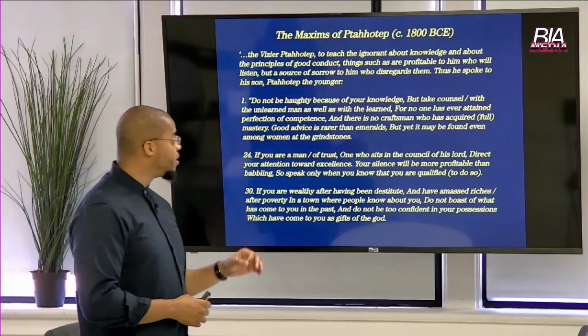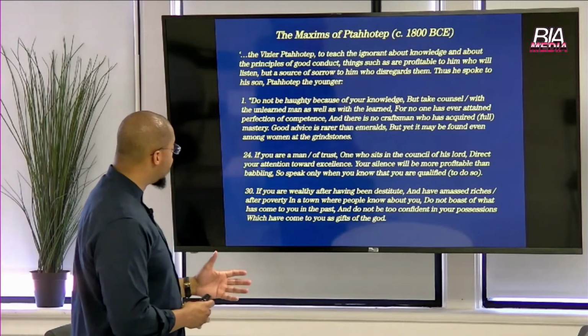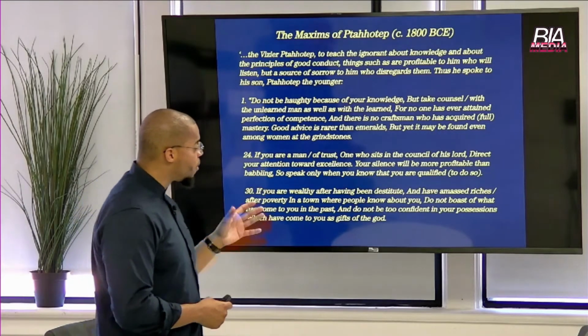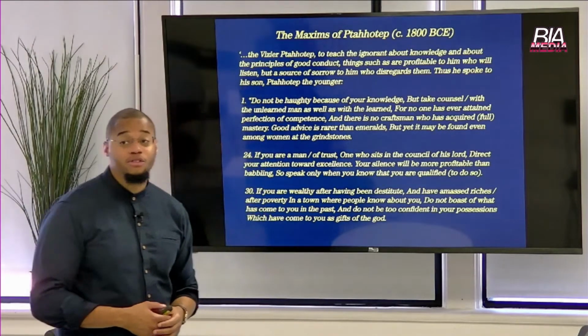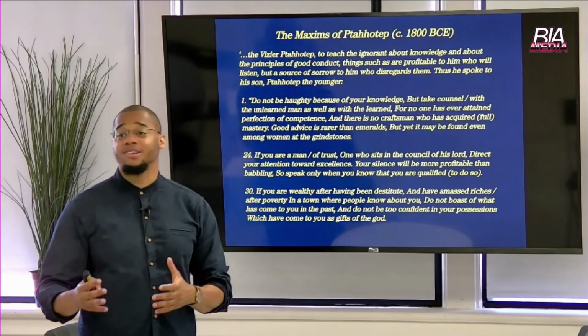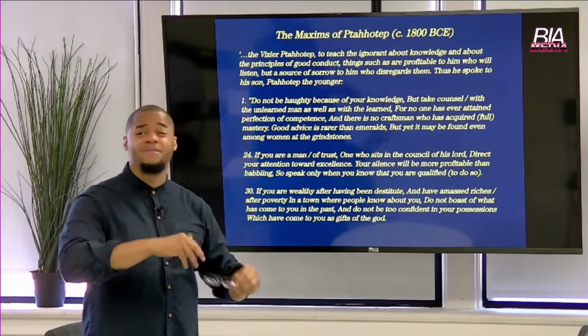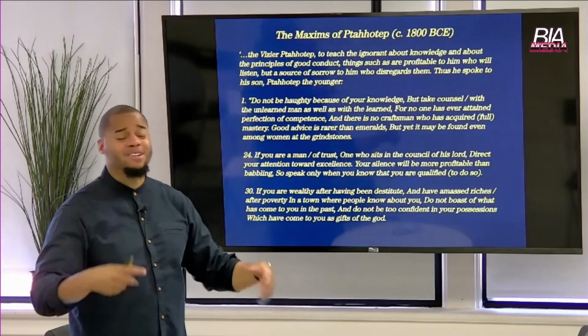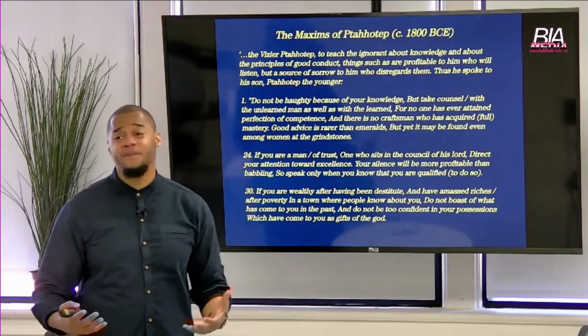Your silence will be more profitable than babbling. So speak only when you know that you are qualified to do so. So many people in 2023 should take this advice. I sit in meetings sometimes in places and people just love to hear themselves talk. They just babble and babble, and it's like, you're not doing yourself any favors.